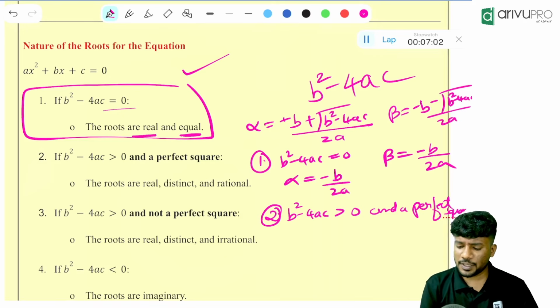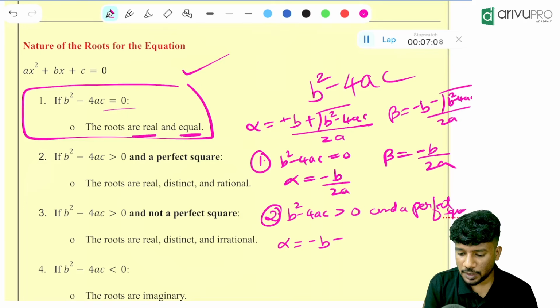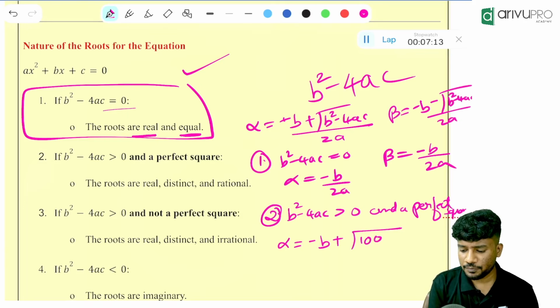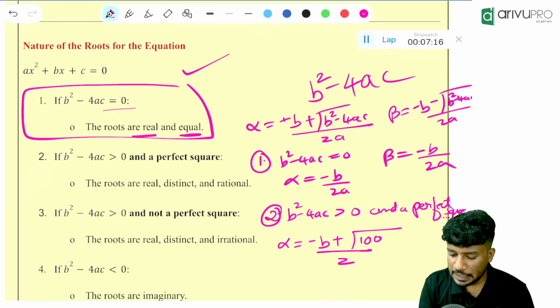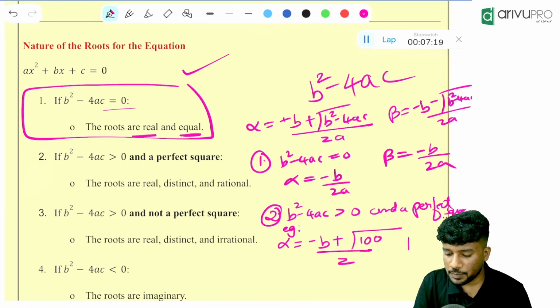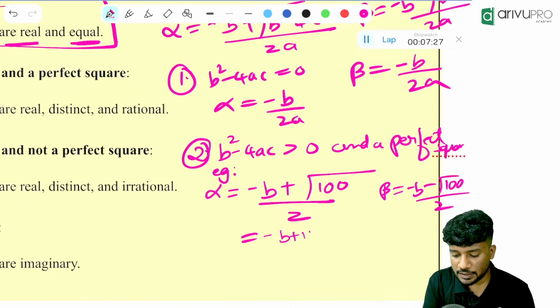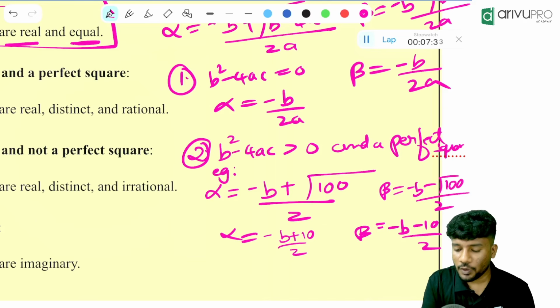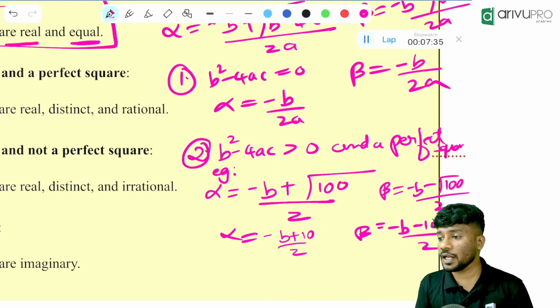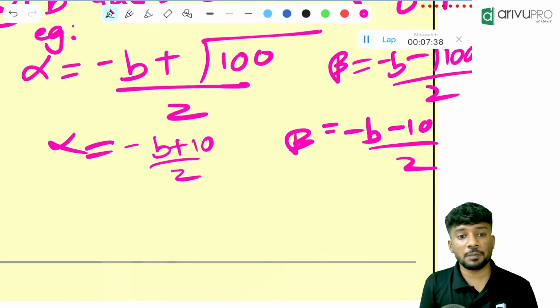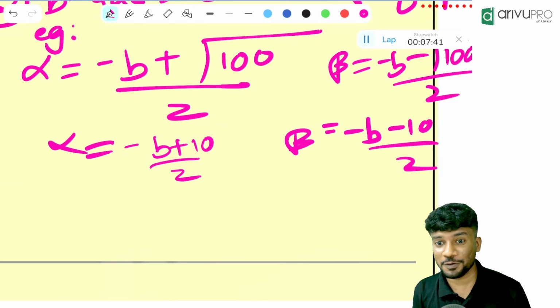Now b square minus 4ac is a perfect square. Then alpha will be what? Alpha will be minus b plus or minus root of, for example, I am putting a perfect square inside, let it be 100, divided by 2. Not the real case, just an example. Beta is equal to minus b minus root of 100 divided by 2. Now this will become alpha is minus b plus 10 by 2. Beta will become minus b minus 10 by 2. Are they equal? Minus b plus 10 and minus b minus 10, are they equal? No, it's not equal.